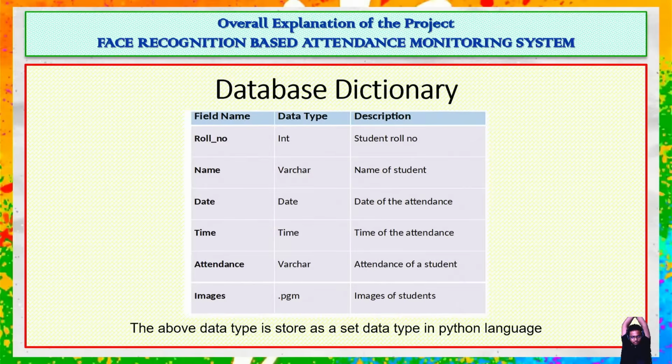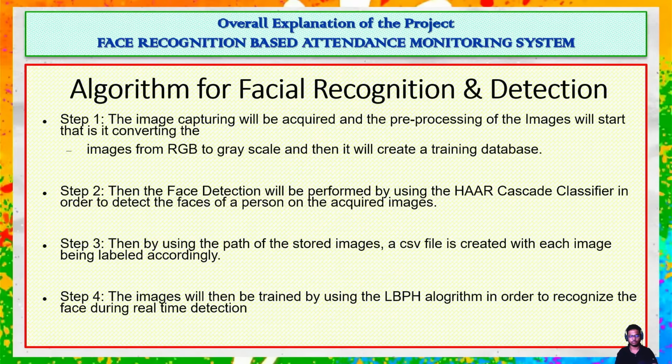Now the database dictionary. This is basically how you're mapping your data inside your CSV file. As you can see in our CSV, we have our roll number, our name, our date, our time, our attendance. Attendance is that folder CSV, right? And images is where we are storing inside the training folder, right, Darshan? This is just a glimpse of what our dictionary looks like.